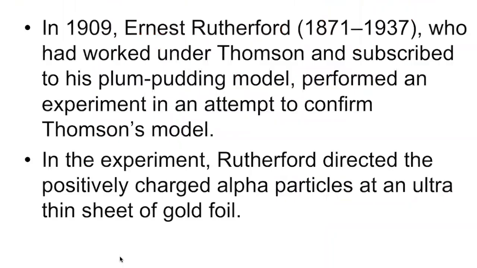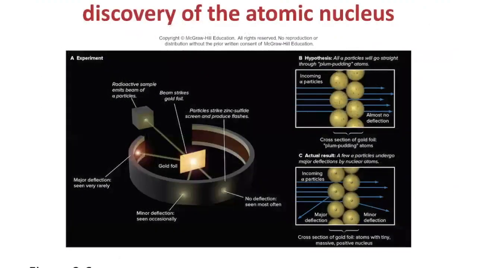Later on, there was another scientist who had a gold foil experiment. His name is Ernest Rutherford. This experiment allowed him to discover the nucleus. Here are pictures of the experiment itself, which you don't necessarily need to know how it works. But what you do need to know is that this experiment allowed him to discover the nucleus.